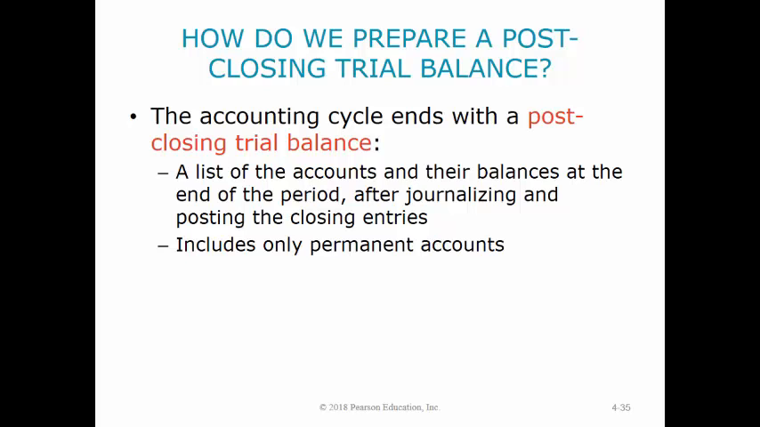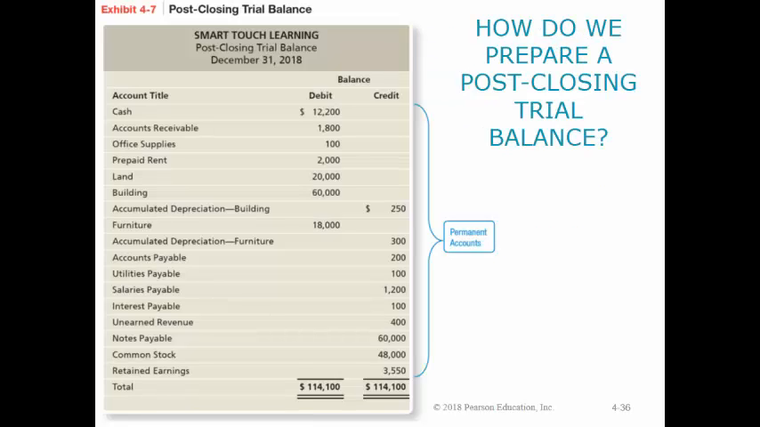The post-closing trial balance is a list of the accounts and their balances at the end of the period, after journalizing and posting the closing entries. It should include only permanent accounts. At this point, since all the revenue, expense, and dividend accounts have been closed, they will all have a zero balance. The resulting post-closing trial balance lists only permanent accounts and shows the debits are equal to the credits.